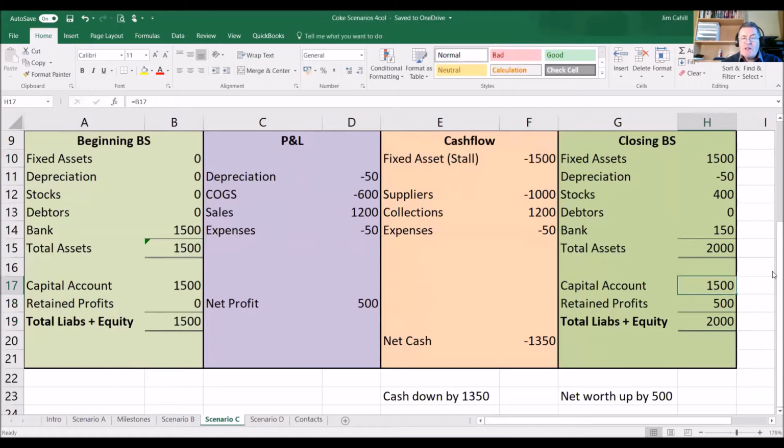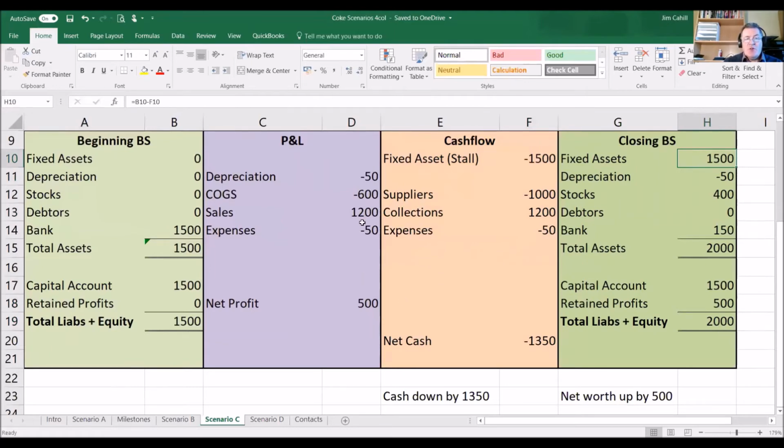The business owes back the original 1,500, and the business owes the 500 profit she made. So she's owed 2,000. That 2,000 is sitting as a fixed asset with a net worth of 1,450, 1,500 less 50. Stocks of 400, so that's 1,850 in total. And then the bank, another 150 at 2,000. So her assets are made up of those items. So we look at it again. Opening balance sheet 1,500, closing balance sheet 2,000.